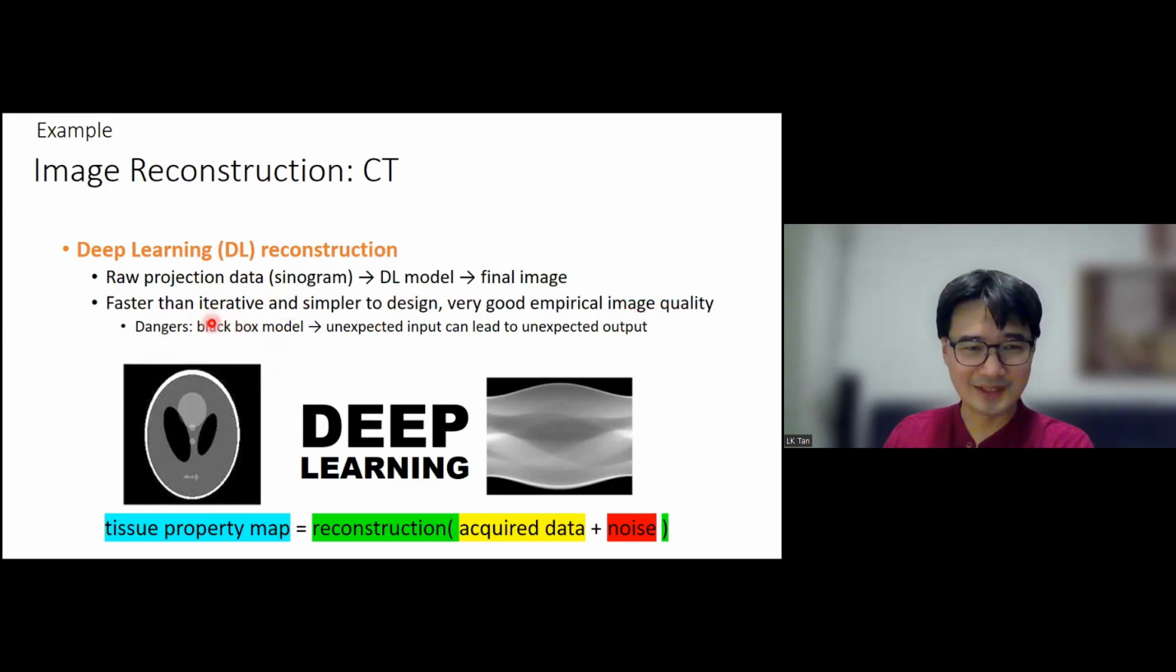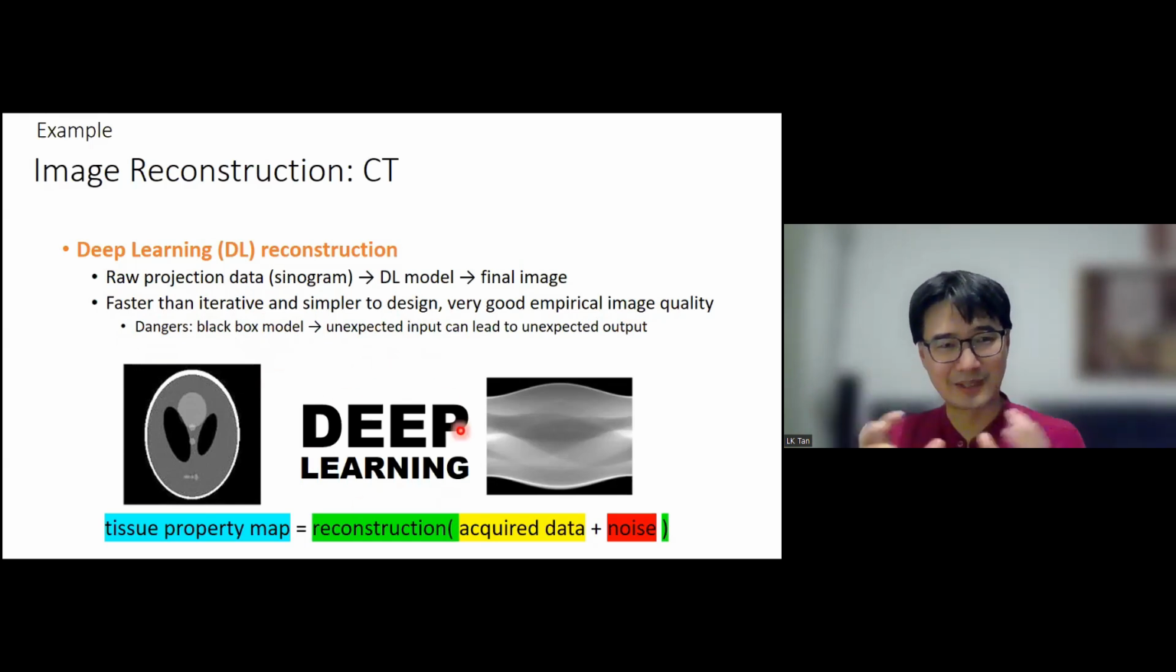Having said that, there's a big danger here, which is that the deep learning part is kind of like a black box. So you can never be totally sure what you're going to get out. And if the input becomes unexpected, then the output can also be unexpected.